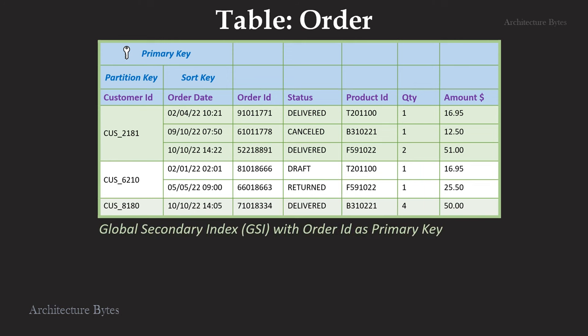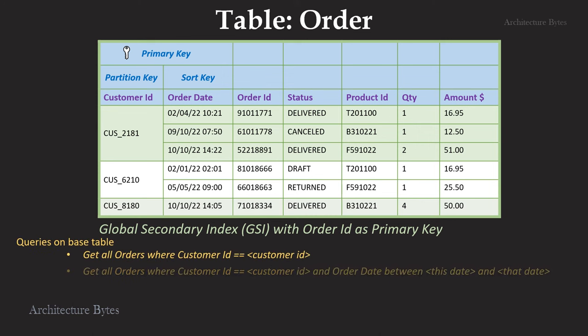Note that there is a global secondary index created using order ID as the primary key. Let's look at queries you can efficiently execute on the base table. Get all orders placed by a specific customer. Get all orders placed by a specific customer in a certain date range. On the global secondary index, we can use the following query. Get order details for a specific order ID.